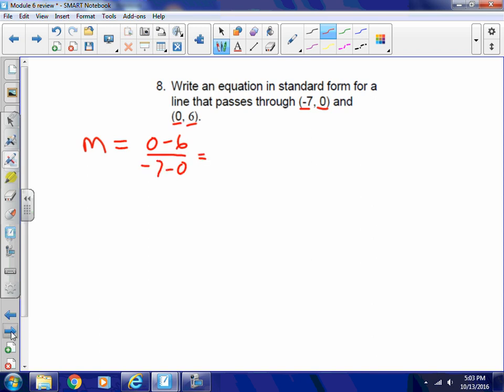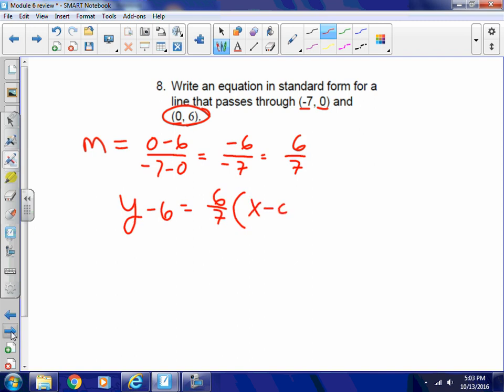If you don't take your time, you might get the sign wrong. The numerator is a negative 6, the denominator is a negative 7, and that simplifies to a positive 6 over 7. Well, now let's get this into point slope form. I'll use this point. Doesn't matter, I could choose either one. So y minus 6 equals 6 over 7 times x minus 0.